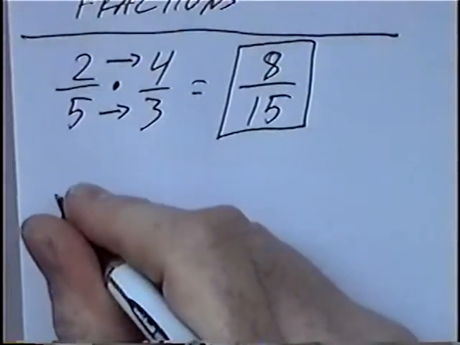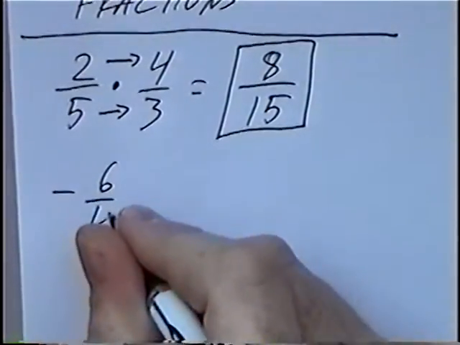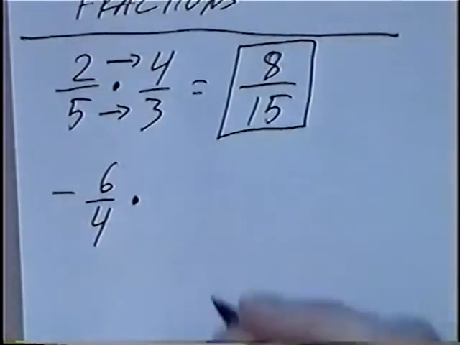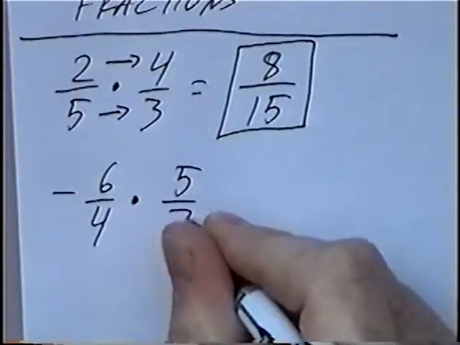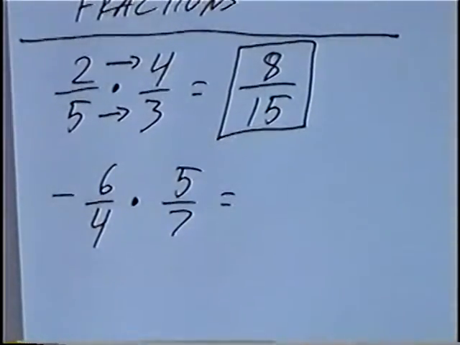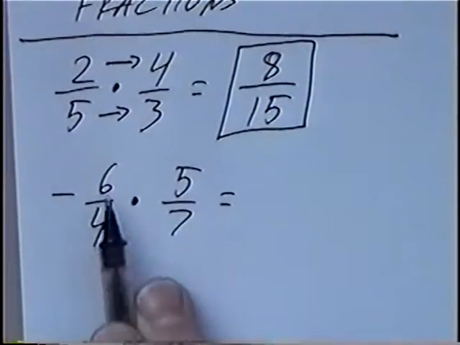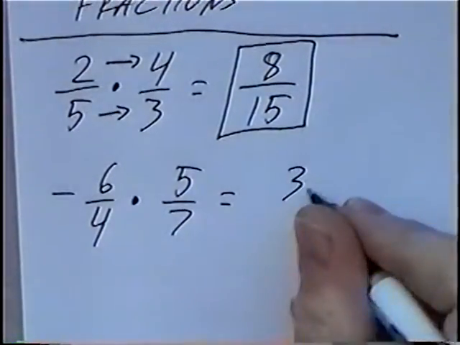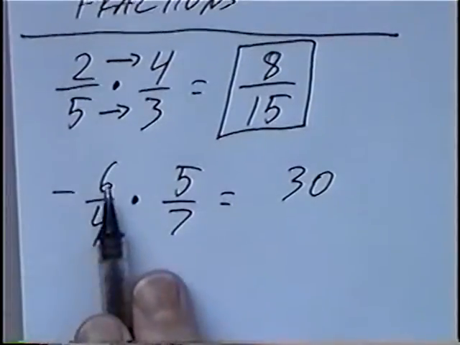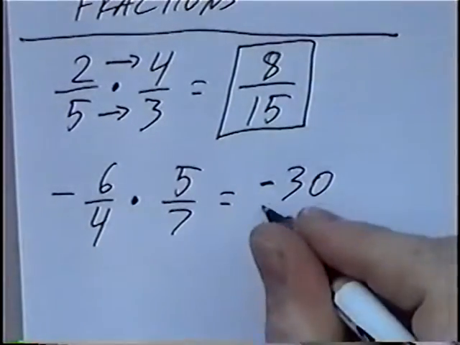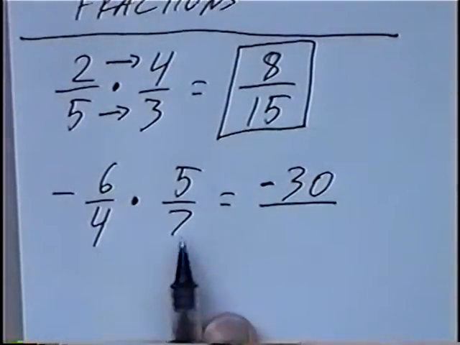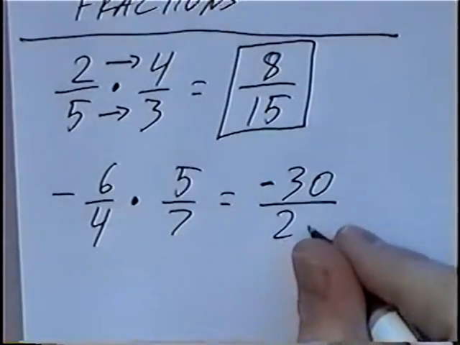Second question, -6/4 times 5/7. Again, multiplying fractions, we can multiply straight across. 6 times 5 would be 30. We do have a negative, so we'll have a -30, divided by 4 times 7, which would be 28.